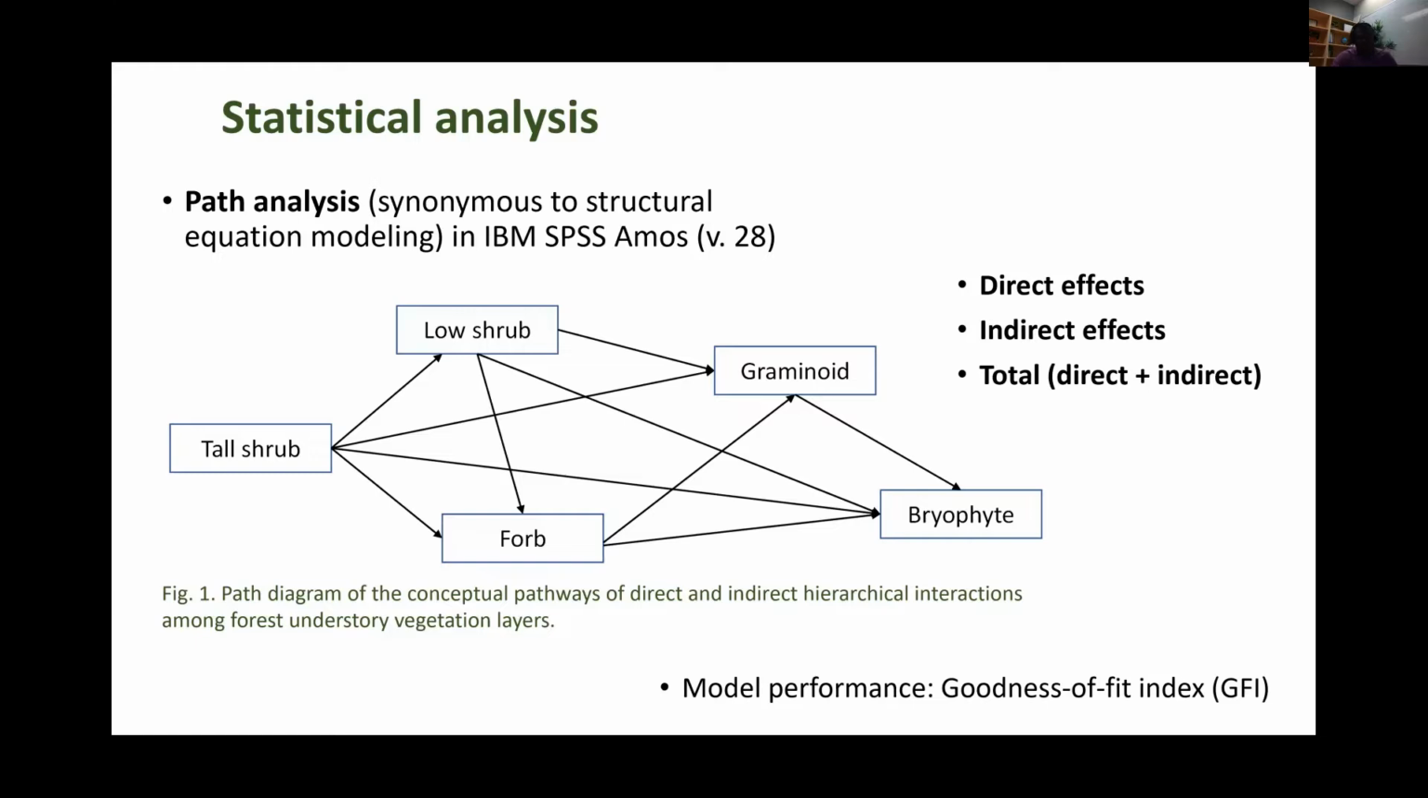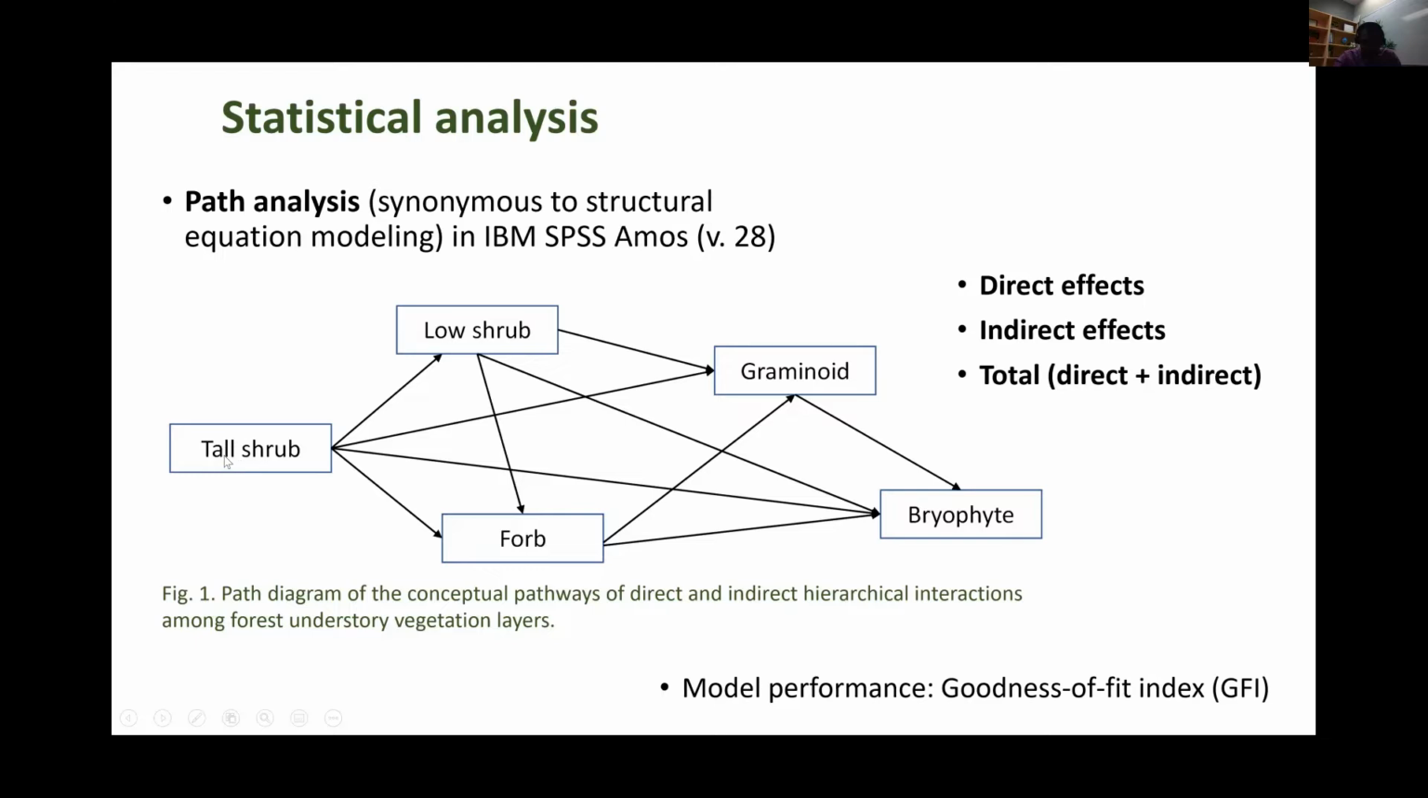And we looked at this using path analysis. Path analysis, if you're familiar with it, is synonymous with structural equation modeling. And the best part is it can model direct and indirect effects. And the total effect will be a combination of the direct and the indirect effects. So by direct and indirect effect, here's an example. I considered a hierarchical interaction, like a hierarchy. The tall shrub layer can go to the low shrub, then to the herbaceous layer, grouped by forb and graminoid, and then to the forest floor, bryophytes.